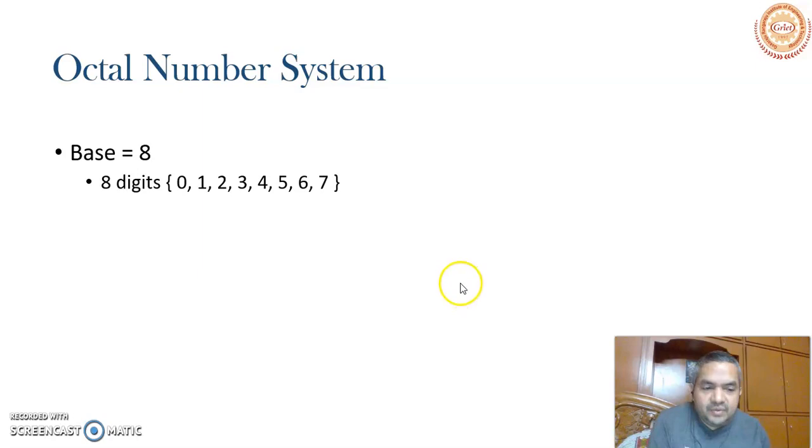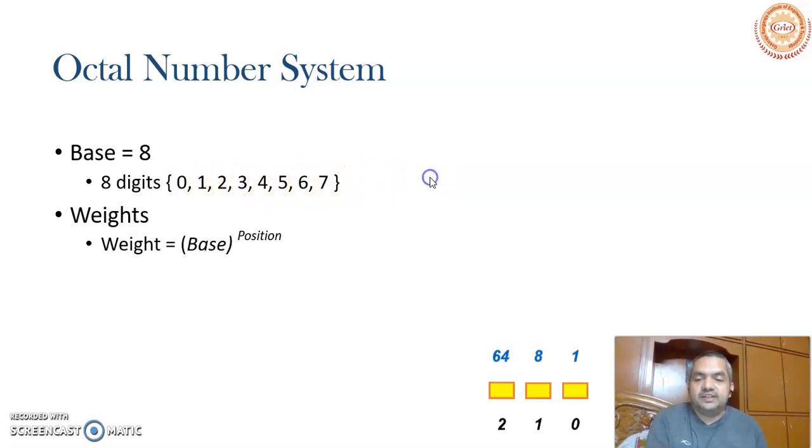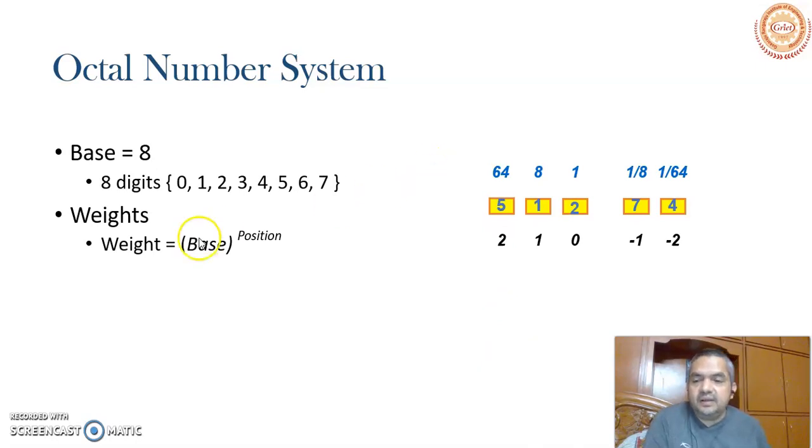Now we will convert the same number using the octal number system. The base or radix for octal is 8. 8 means there are 8 digits: 0, 1, 2, 3, 4, 5, 6, 7. Assume that there is the same number, 512.74, here.